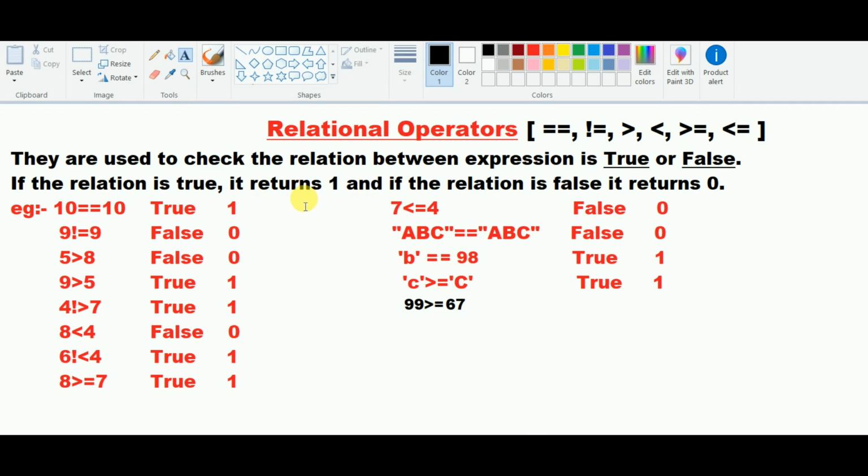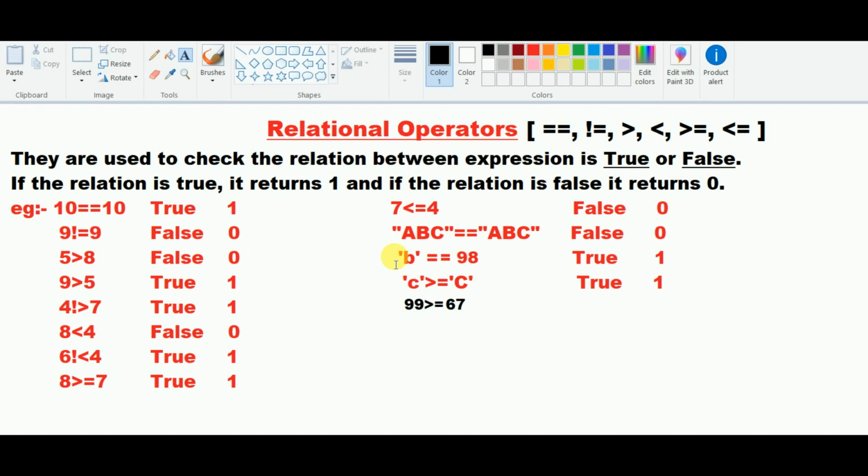Now observe here, in double quotation, capital ABC equal to, in double quotation, capital ABC. The expression is false. Why? Because direct string comparison is not allowed in C language.